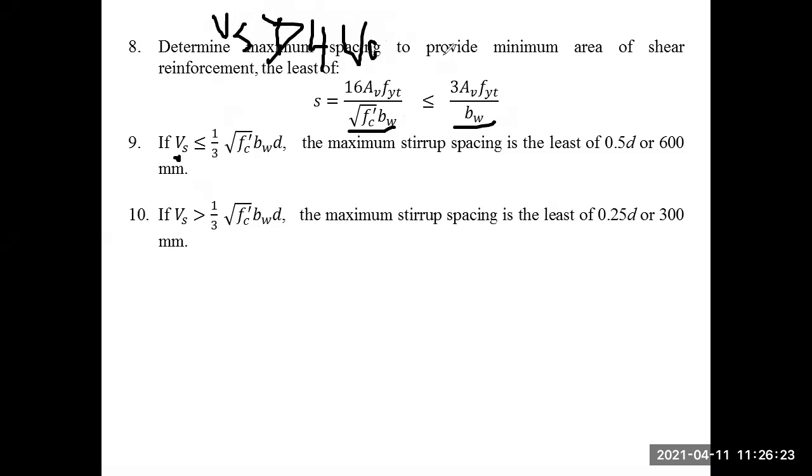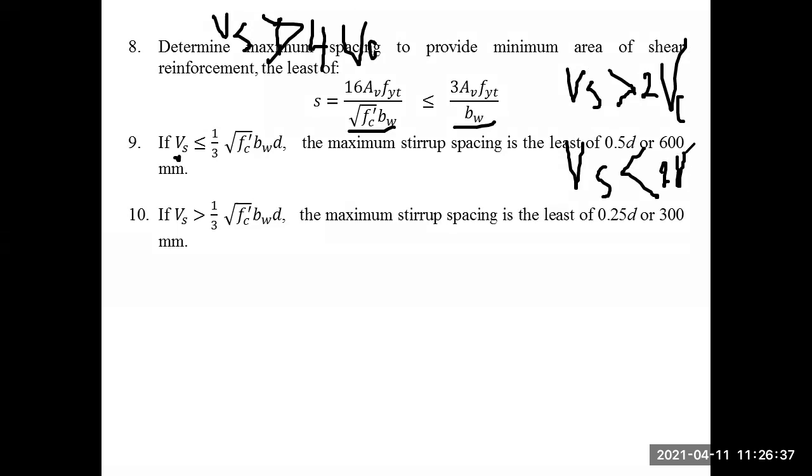The second check for spacing that we need to know is whether Vs is either greater or less than 2 times Vc. 2 times Vc is equal to 1/3 of root f'c times bw times d. If you multiply 2 times Vc, you're going to get 1/3 of root f'c, because I said Vc is 1/6, so 2/6 is equal to 1/3, right? So instead of that, we just memorize these two.